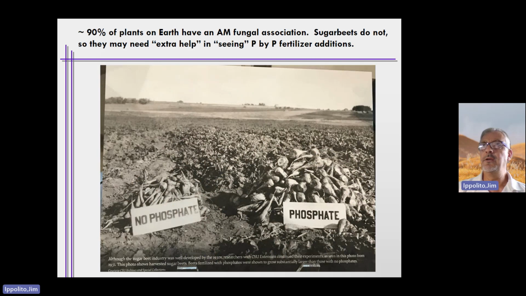So it's interesting to note this picture. You've seen this picture once at the beginning of this unit, in the very first video for Unit 6. And this number isn't exactly correct, but between 80 and maybe 90% of plants on the face of the planet have an AM fungal association, arbuscular mycorrhizal association. However, sugar beets do not. And so sometimes they need a little extra help in seeing phosphorus via phosphorus fertilizer additions.